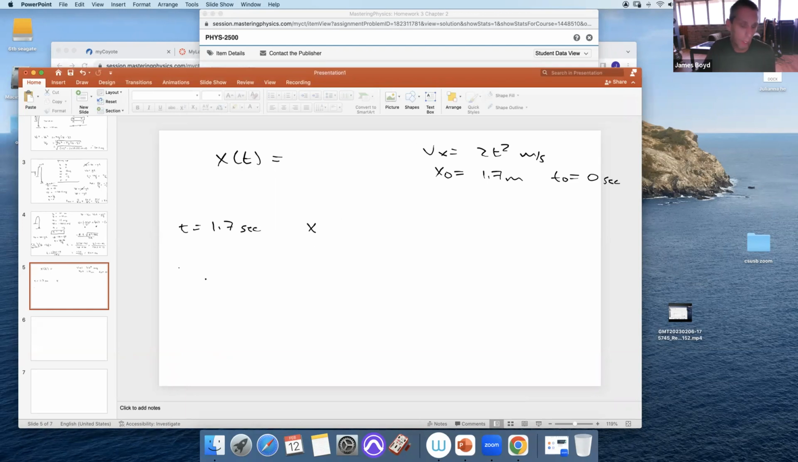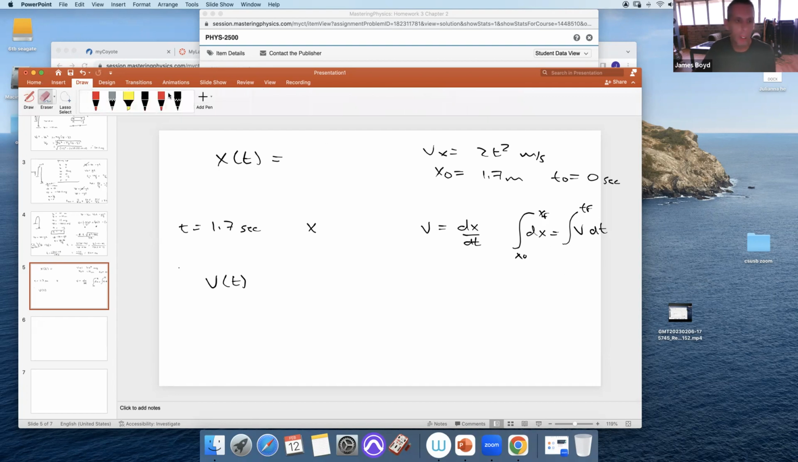But we have a function. We have v of t. And if you recall, v was dx dt. Therefore, we could rewrite this as dx is equal to v dt, and then integrate both sides, x initial to x final. I'm sorry, those are not the limits on v. The limits on v are t initial, t final. But t initial is 0, so I'm going to get rid of that and just call this t. We were told that. So what we get when we integrate this is x final minus x initial, this integral is just x, is equal to the integral from 0 to t of 2t squared dt.